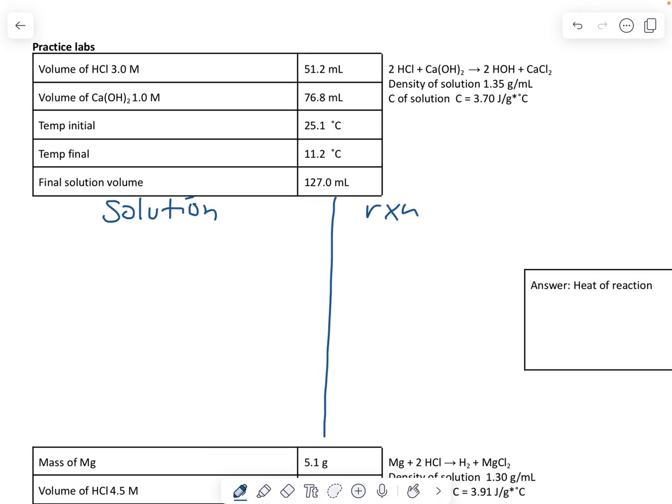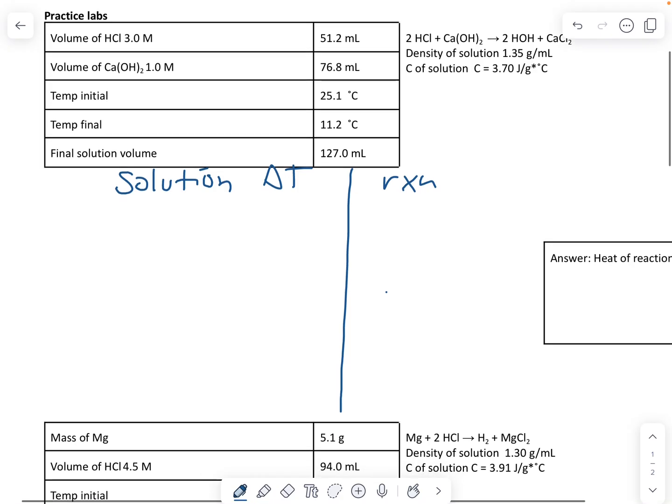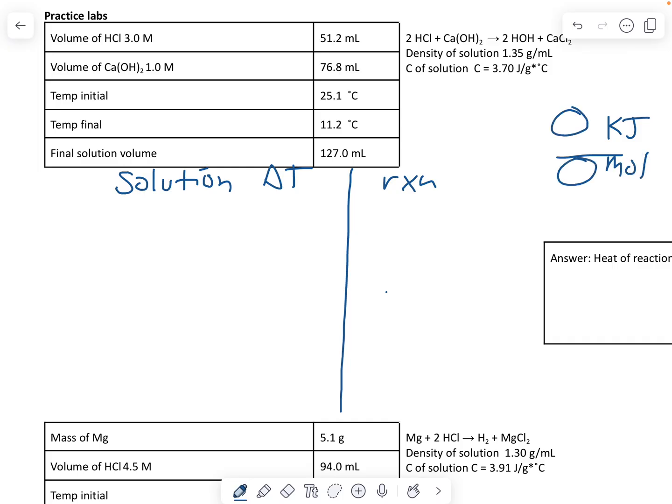In these experiments, it's my solution that is changing temperature. So it's my solution that is being affected by a reaction that's causing the solution either to gain energy and change its temp or lose energy and change its temp, okay? So in order to get to my final answer, what is my heat of reaction, which is a kilojoule per mole relationship, I need to have a number of kilojoules, I need to have a number of moles. From my solution, I can get my amount of kilojoules the reaction either gave off or took in, because however much the water did, the reaction did the opposite.